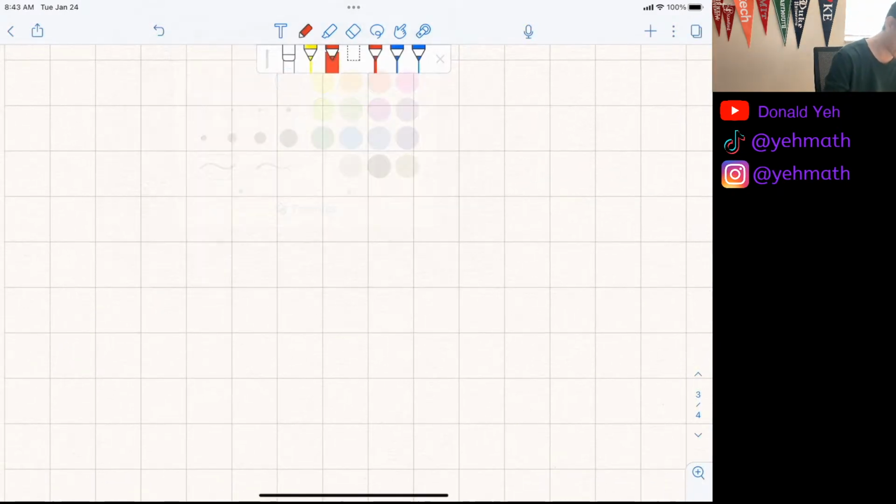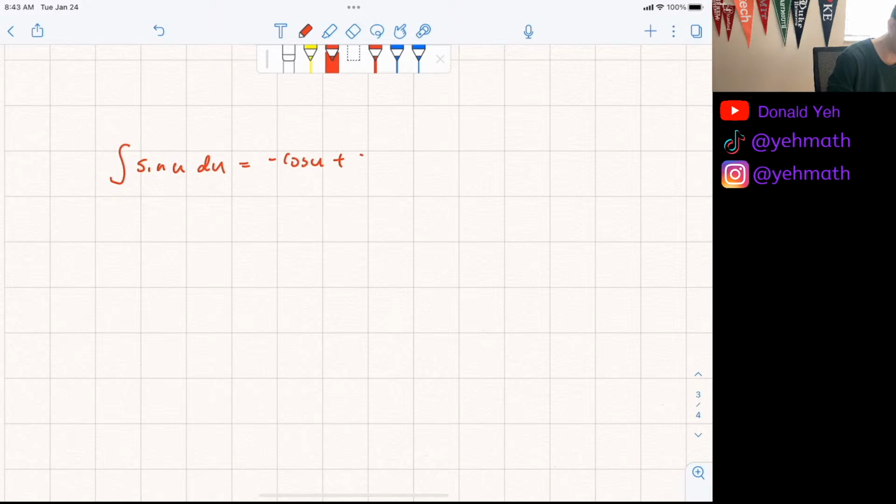We're going to talk about the integrals of certain things. We already know what the integral of sine of u du is. Do you know what the integration of sine of u du is? Negative cosine of u plus c.